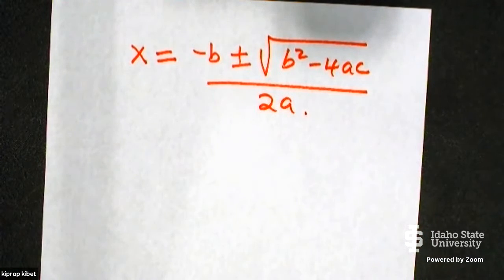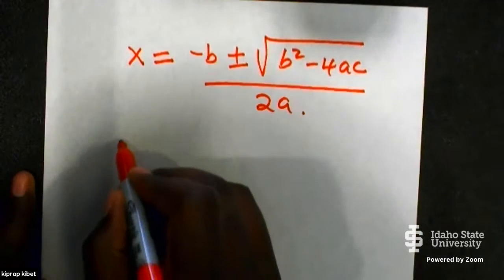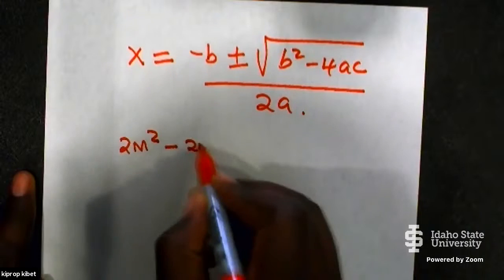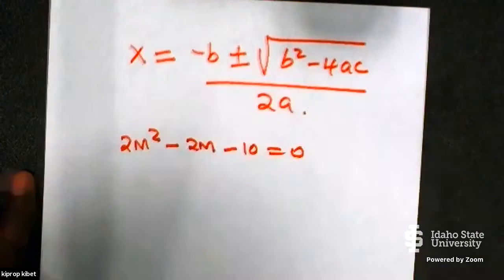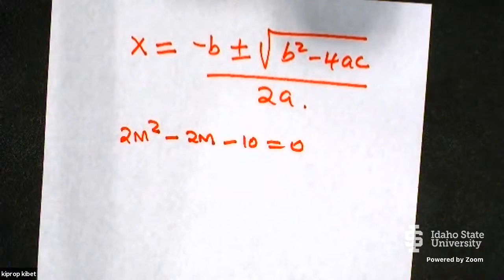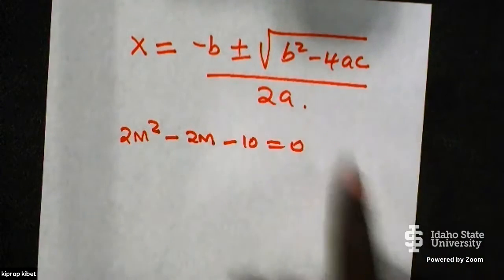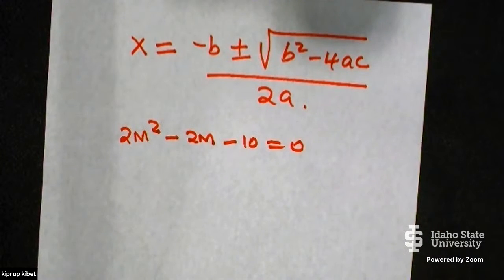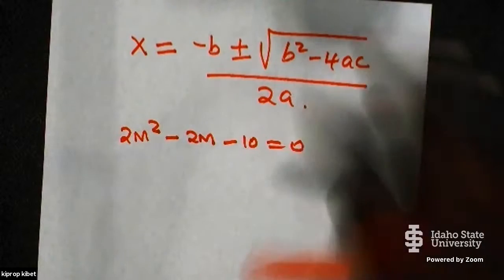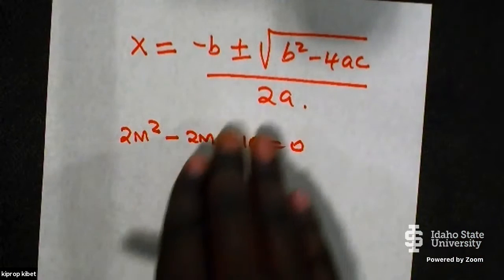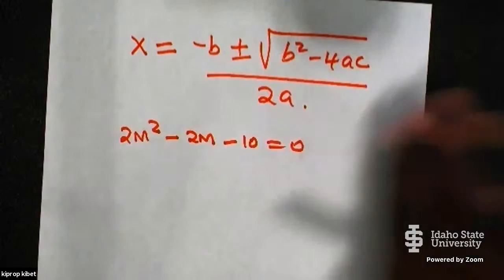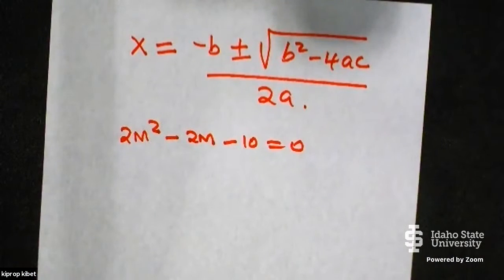Now, solve the equation 2m squared minus 2m minus 10 equals 0 using the quadratic formula. I said last time that the quadratic formula can be used to solve any quadratic equation. In fact, I think it's the simplest to use because you just substitute the values of a, b, and c there, and you will get the answer easily.